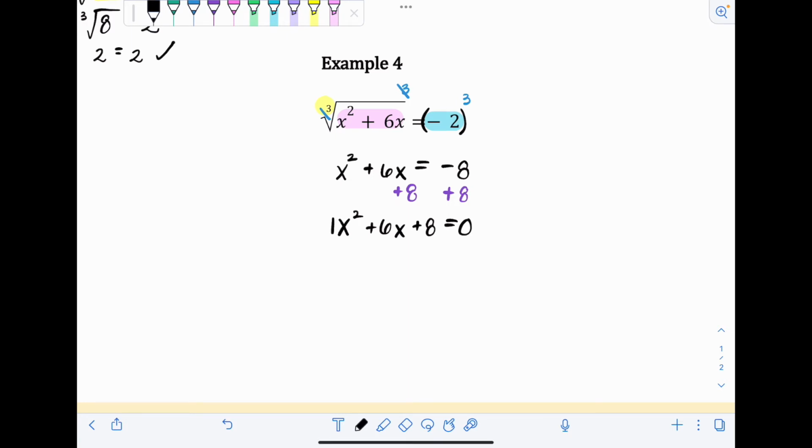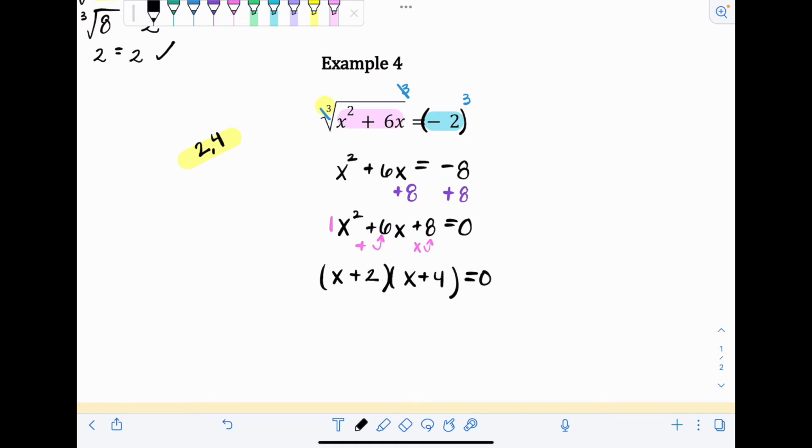A is 1 again. So I just need numbers that multiply to c, which is 8, and add up to b, which is 6. So multiplies to 8, adds up to 6. That'd be 2 times 4. So the x squared breaks down into x and x, and then the 2 and the 4 fill in the rest. So since they're both positive, it'll be plus 2 and plus 4 is equal to 0.